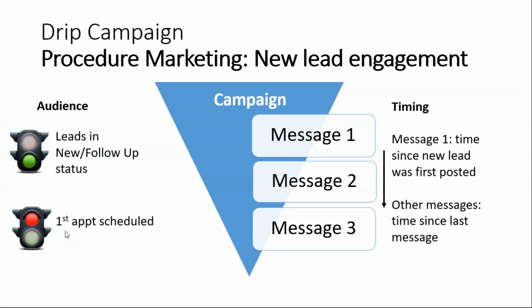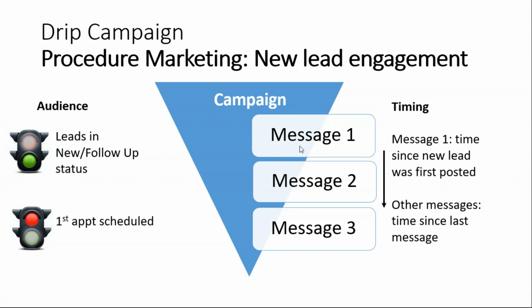But as soon as the person schedules their first appointment, they will be removed from the audience automatically. So some people might only get message number 1 and then never get message 2 and 3 because they scheduled a consult. Some people might get every message from this campaign and never get around to scheduling.